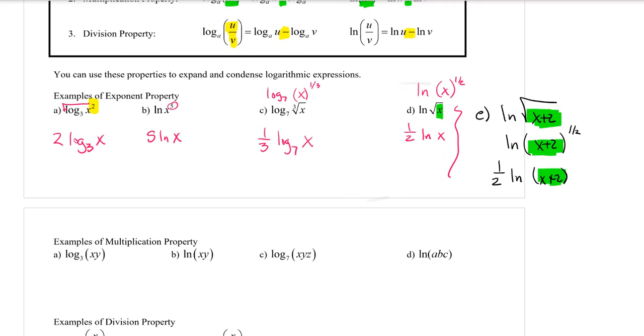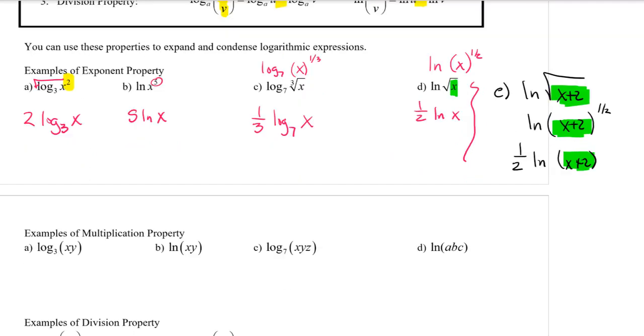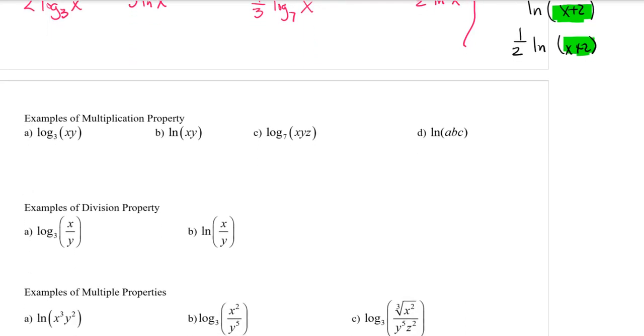So that's just a couple examples using the properties of the exponents. So come on back and we'll take a look at the other 2 properties of multiplying and dividing. And then we'll put it all together using all 3. I'll catch up with you in a little bit.